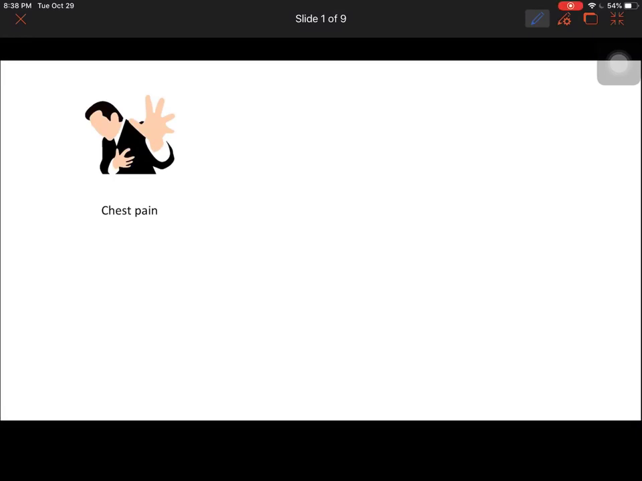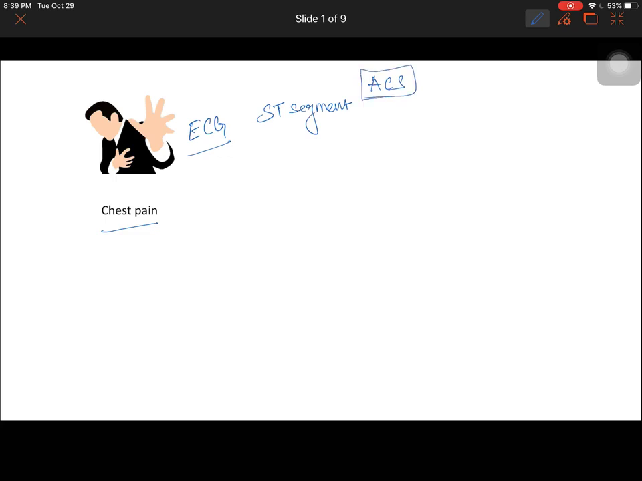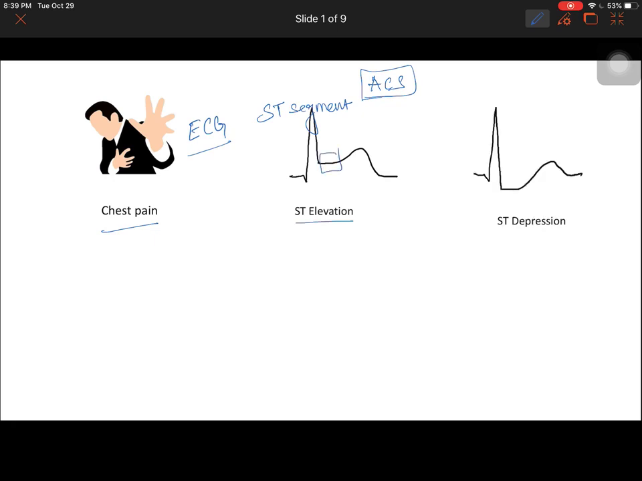When a patient presents with chest pain in the emergency department, the first investigation they do is an ECG. And the physician looks for changes in the ST segment to diagnose or to rule out an acute coronary syndrome, which is called ACS. In case of an ACS, the ST segment could either be elevated or it could be depressed.